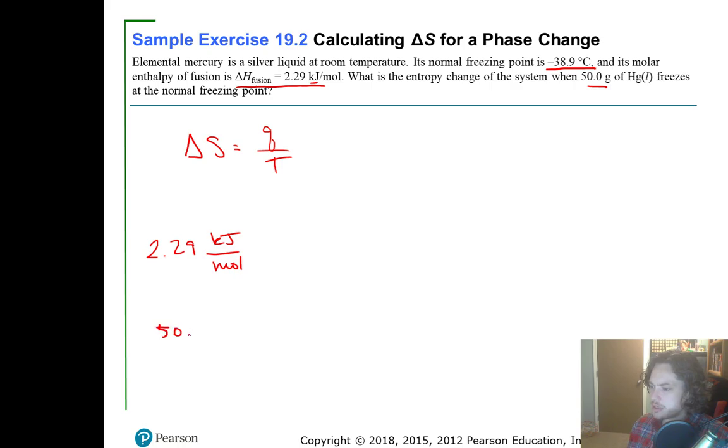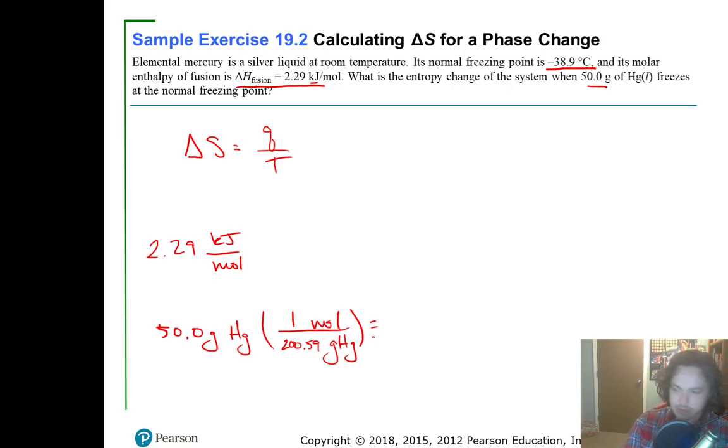So first, let's figure out how many moles of this we have. So we've got 50 grams of mercury. We'll put grams of mercury in the bottom, and moles of mercury up top, 1 mole. Let me look at my periodic table. I'm pretty sure mercury is around 200. Yeah, 200.59. So we take 50 divided by 200.59, and we get 0.249 moles of mercury. So that's how many moles of mercury we have.